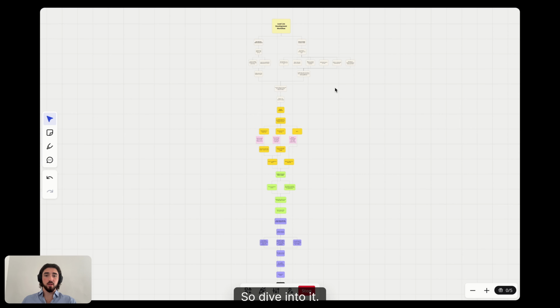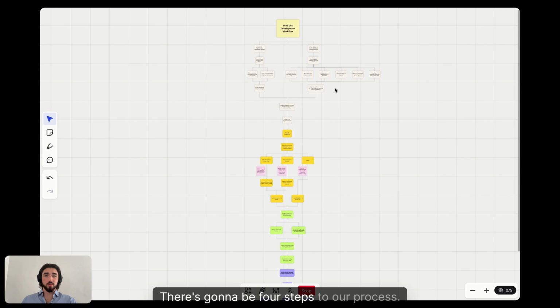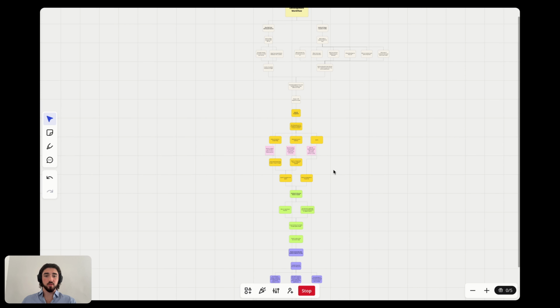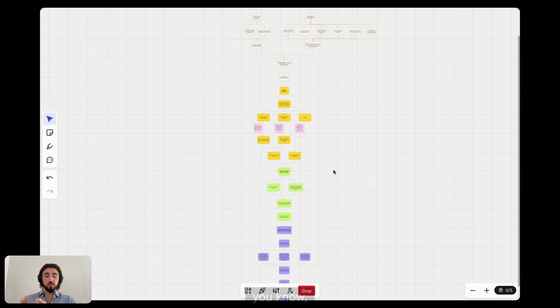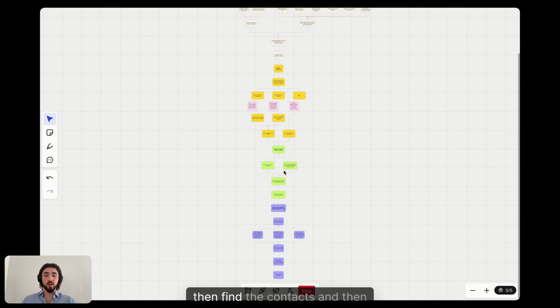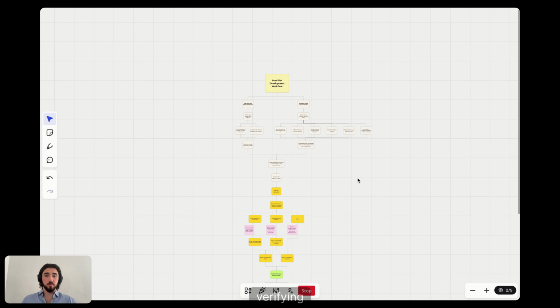So diving into it, there's going to be 4 steps of our process. As I mentioned, R&D, research and development, then finding the companies, then finding the contacts, and then verifying and enriching.